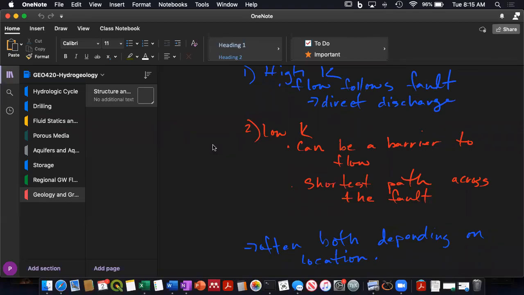So today we're going to finish up talking about geology and groundwater and talk about some regions of groundwater in Montana. All right, so if we move around the state of Montana, what kind of hydrogeology do we expect? And that's going to be dependent upon the geology of the state.